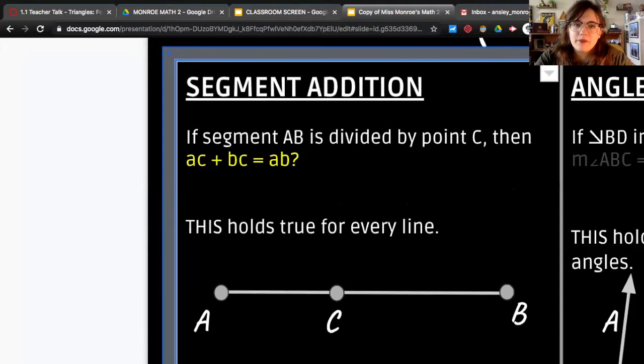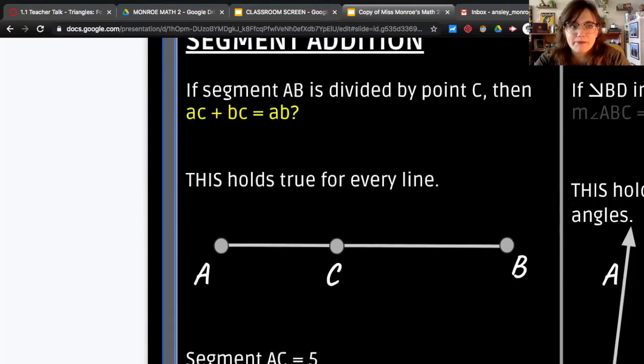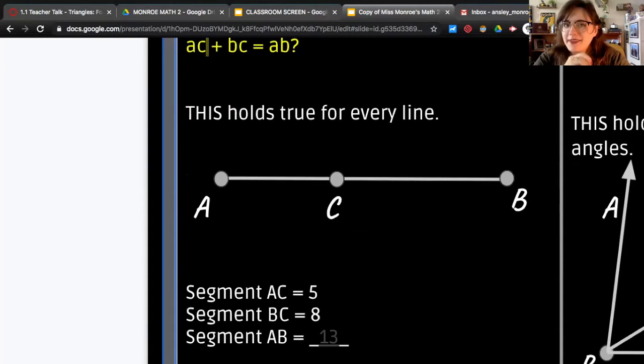Segment AC and BC added together make AB. This part plus this part equals the entire thing. Mind-blowing, I'm sure. And this holds true for every line that is segmented off into parts. So AC plus BC is AB. Yep. If you can understand this, you will do fine today.